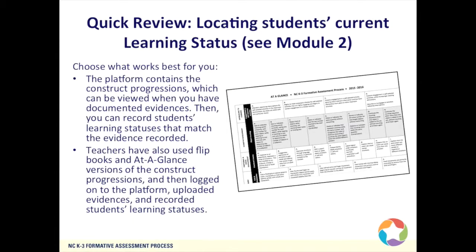Here's a quick review. Locating students' current learning status. We learned how to do this in Module 2. Choose what works best for you. The platform contains the construct progressions, which can be viewed when you have documented evidences. Then you can record students' learning statuses that match the evidence recorded. Teachers have also used flipbooks and at-a-glance versions of the construct progressions, and then logged onto the platform, uploaded the evidences, and recorded students' learning statuses. If you need a review of this, you can see that in Module 2.